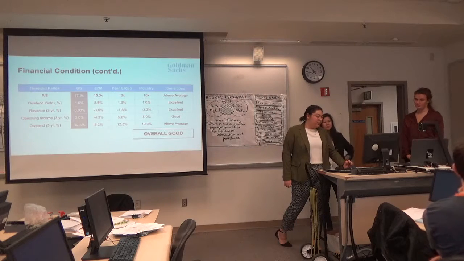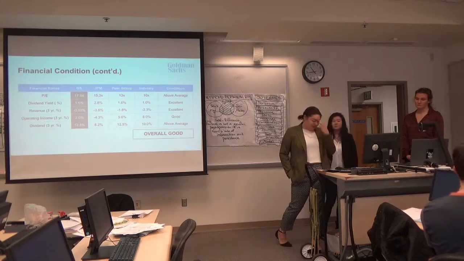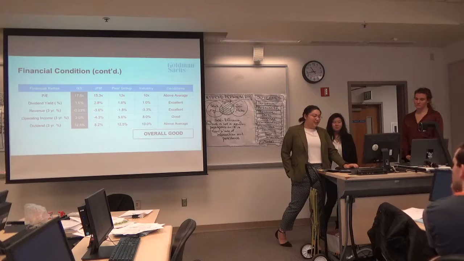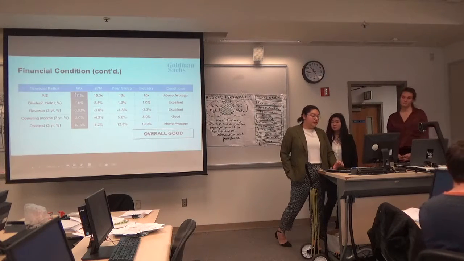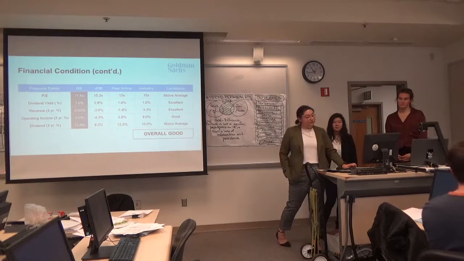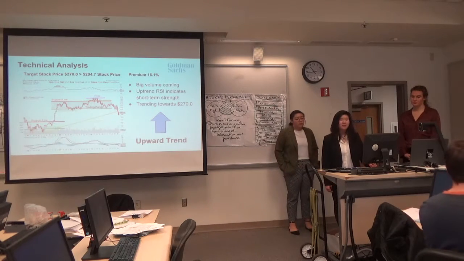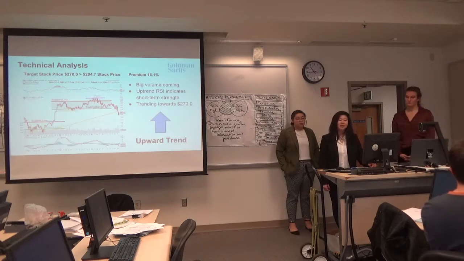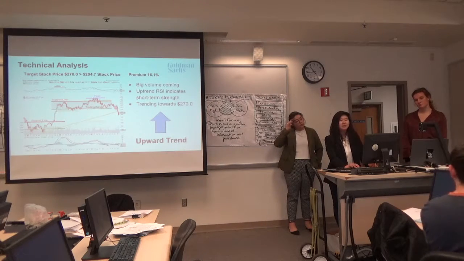A couple more. Their dividend yield is 1.6%, which we thought was excellent. Their revenue predictions for the next 3 years is negative 0.03%, which we thought was excellent. Their operating income for the next 3 years is predicted to be 2%, which is good. And their dividend yield for the next 3 years is seen to be 12.8%, which we thought was above average, which is overall good. As you can see, over the past 3 years, Goldman Sachs has an upward trend in their stocks. They have a premium of 16.1%, and their target stock price is 270, which they're slowly achieving, and therefore you should invest in them.